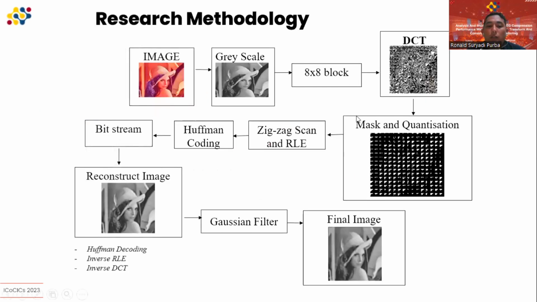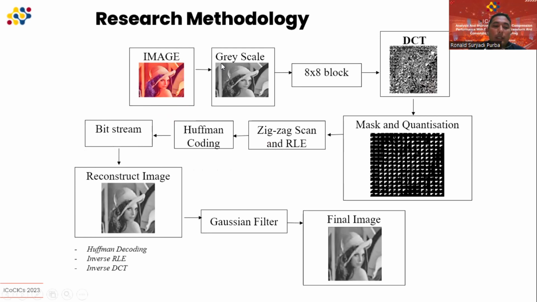Our research methodology here: first, we input the image. The color image consists of 3 layers, and we convert it to a single layer. We call it grayscale. After that, we segment it into 8 by 8 blocks and perform the DCT process.